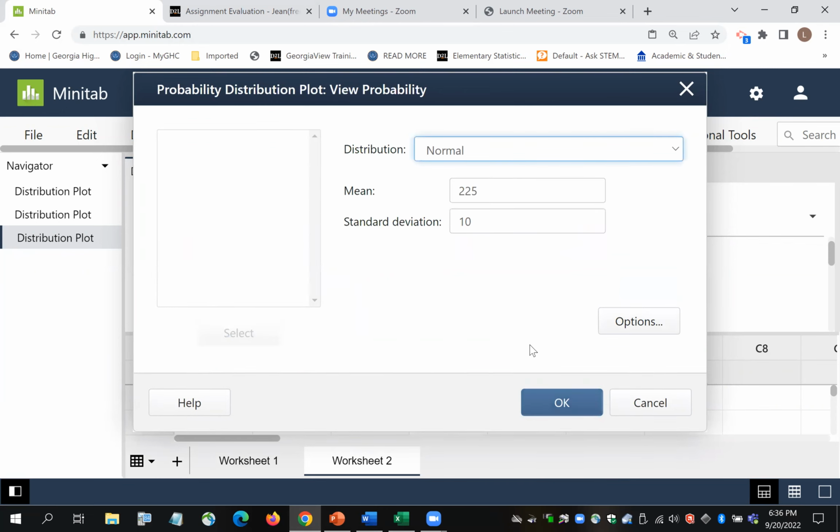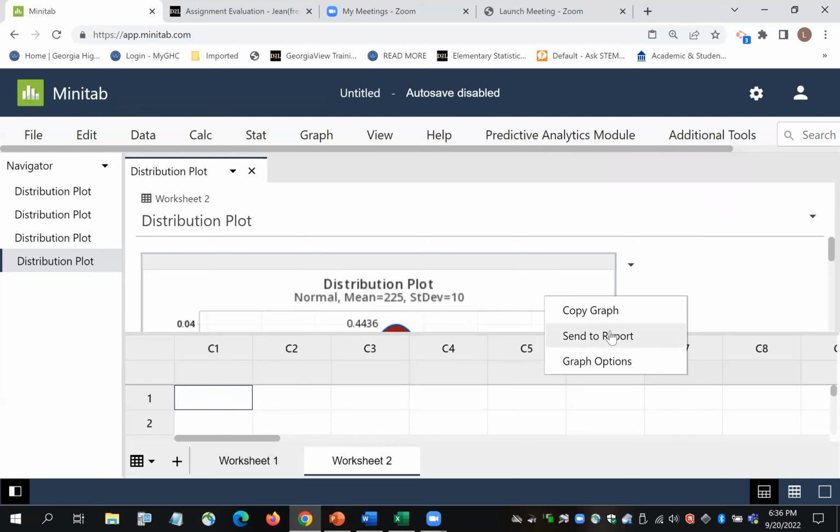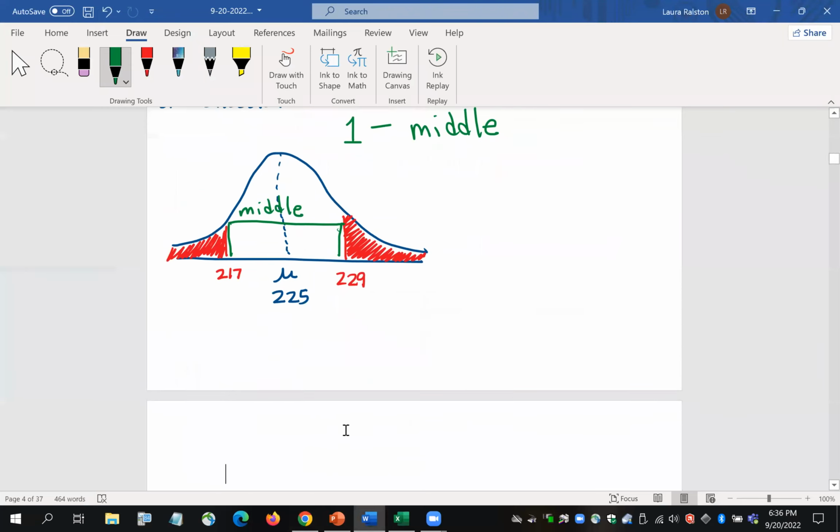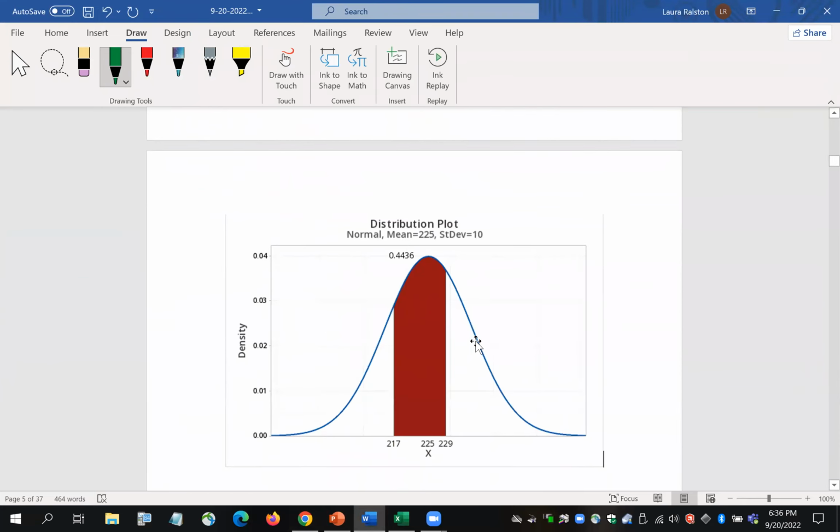Now, when you look at this graph, in just a minute when I get it up here, okay, notice, let me see if I can make it smaller where we can get it up there together.